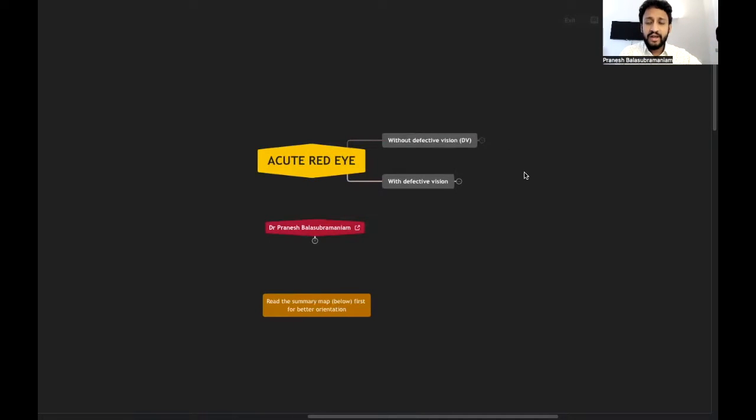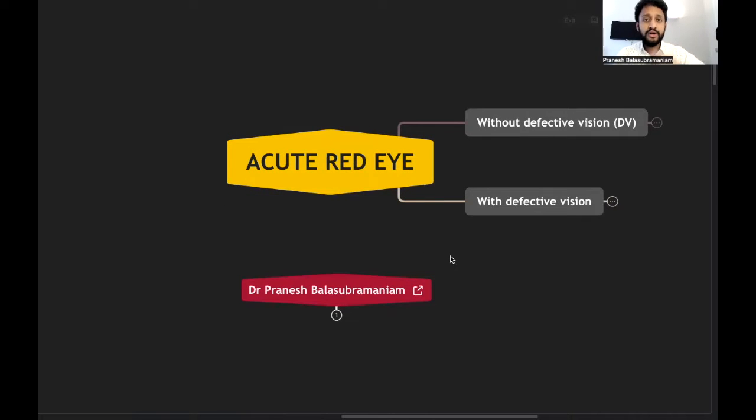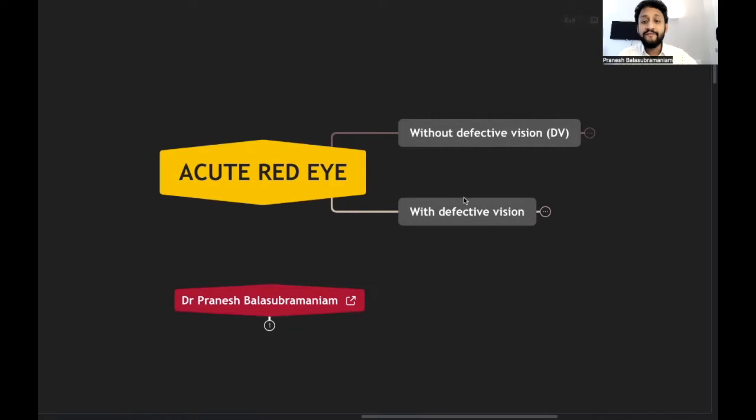All right. Look at this, please. Acute red eye is an important condition which we will come across day in and day out. The best way to classify this is acute red eye with defective vision and without defective vision. I will take it one by one. First, we'll focus on with defective vision. Why this is important is because in your clinic, if you see a patient with an acute red eye and a defective vision, that is more important and could possibly be vision threatening when compared to the conditions which cause acute red eye without defective vision.